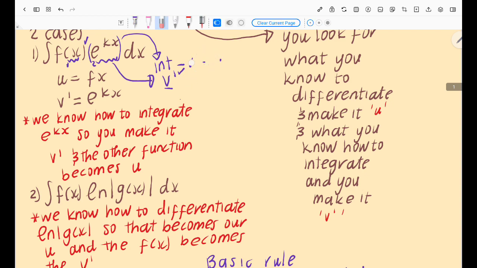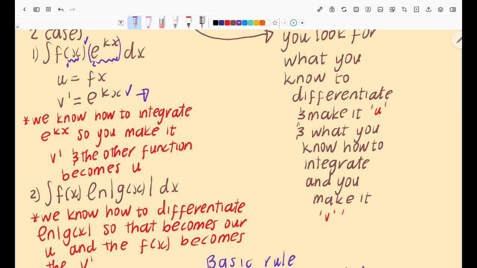So if you look at our first case, what can we integrate? We can integrate e to the power of kx, right? We learned from our basic rules of integration that that is going to be writing the same function as it is and dividing by the k, right? So because we can integrate that function, it becomes our v', and we now need to move that v', right?